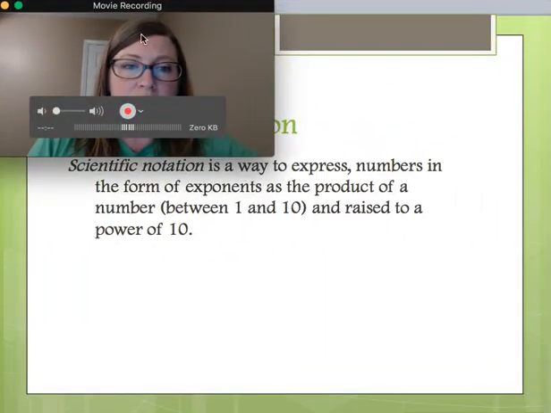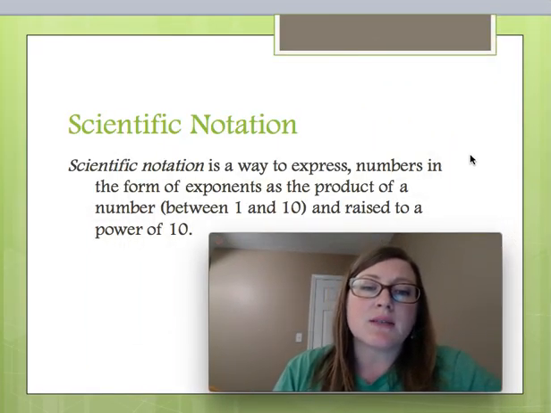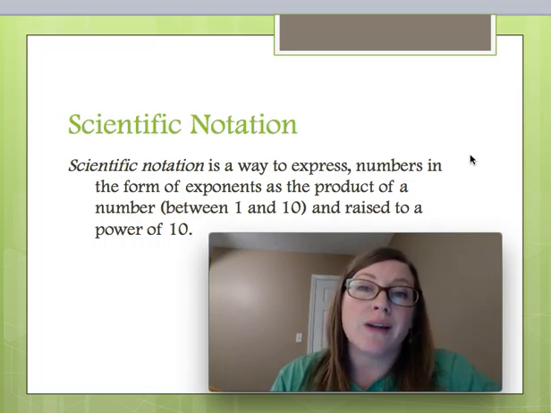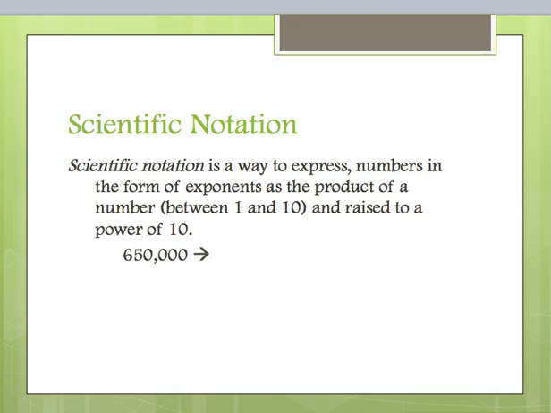Scientific notation is a way to express numbers in the form of exponents, as the product of a number between 1 and 10 that is always raised to the power of 10. For example, 650,000 would be a hard number for us to manipulate without a calculator. So scientific notation is going to be a lot easier, because 6.5 times 10 to the 5th is just a bit easier to manipulate.